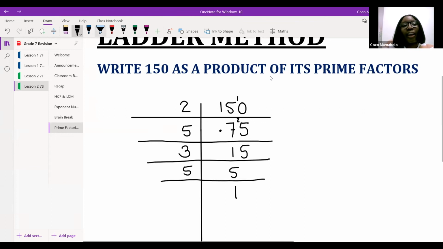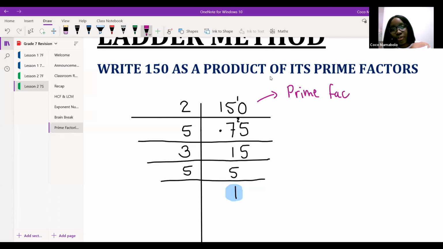Okay. Now that I've gotten all the way to 1, I'm done. This is the end because my final answer is 1. And the only thing I can divide 1 by is 1. So I'm done. And what we've just done over here, good, Bonolo, that's it. This is called prime factorization. Prime factorization is basically writing a number as a product of its prime factors. Now, product means multiplication.